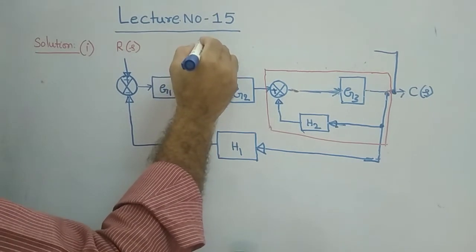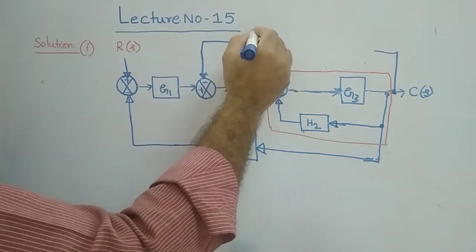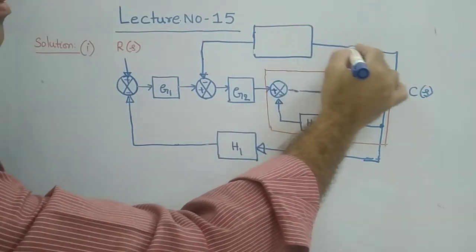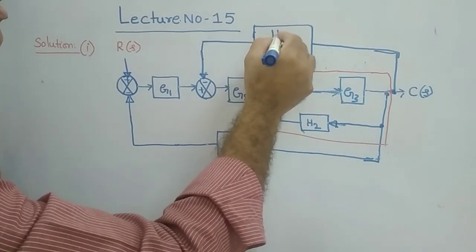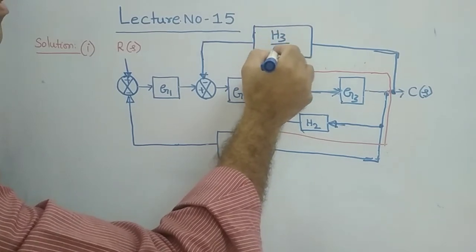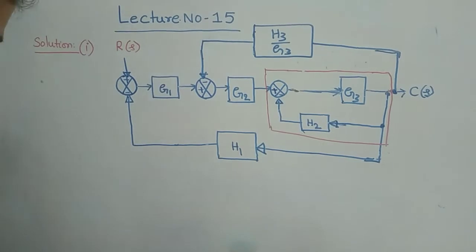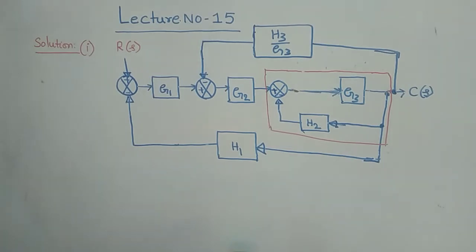explain all these things so that this is H3 by G3. Is it not? H3 by G3. Then what can be done now? Now carefully see this problem here. Now this is your loop, one loop.